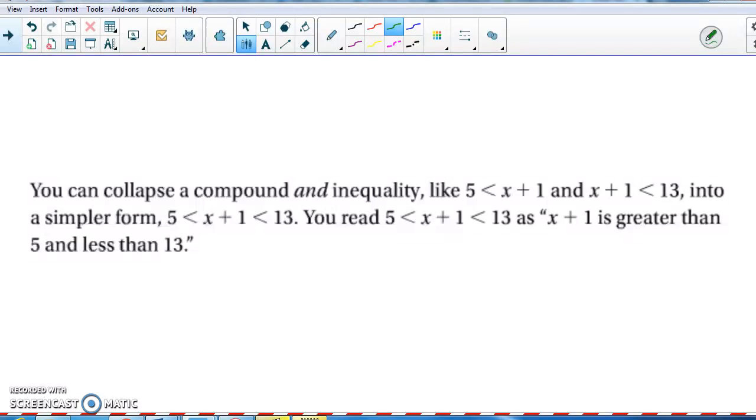You can collapse a compound and inequality like 5 is less than x plus 1 and x plus 1 is less than 13 into a simpler form where 5 is less than x plus 1, which is less than 13. And you read this as x plus 1 is greater than 5 and less than 13.